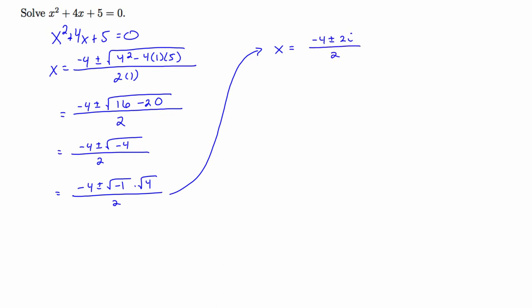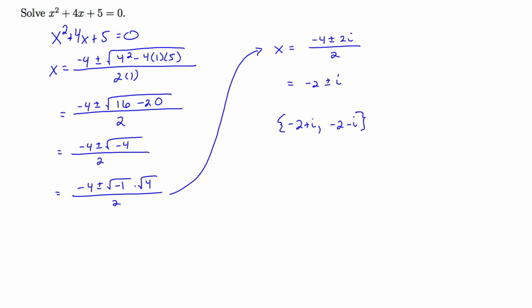And the final step of simplification will be to divide both the negative 4 and the 2i by the 2 in the denominator. So our x values, our solutions, become negative 2 plus or minus i. Now that we have solved the equation, we will finish off with the solution set notation, and so the solution set will be the set negative 2 plus i, comma negative 2 minus i.